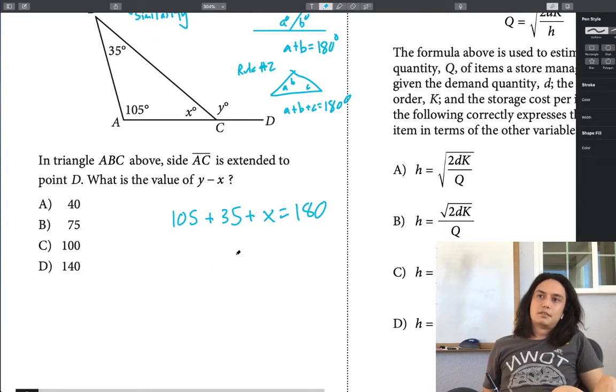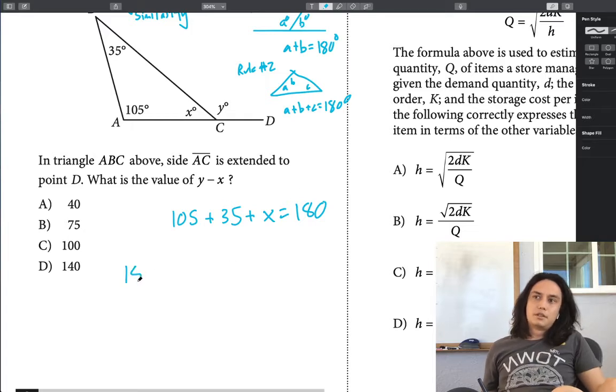It's going to be what? We just need to subtract both of these from 180. So let's see, 180 minus, let's do 35 first. Oh God, please. Oh, is this a 5? It's a 5. Okay. Whew. All right, here we go. 145. Does that seem right? Yes, it does. All right, 145 minus 105.